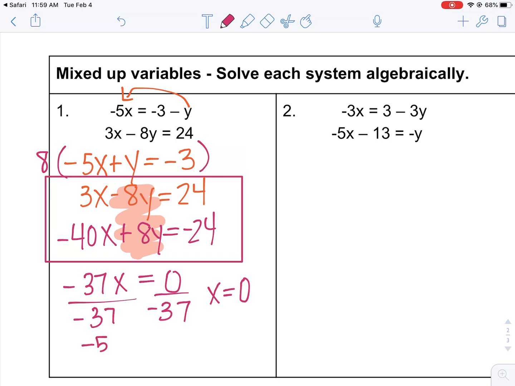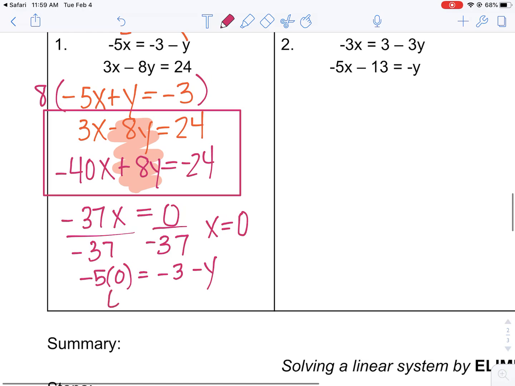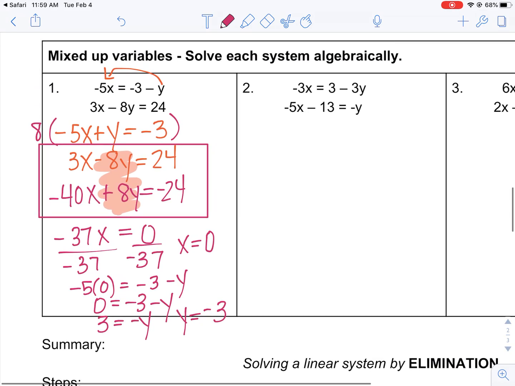Let's just do negative 5 times x equals negative 3 minus y. That gives us 0 equals negative 3 minus y. When I add 3 to both sides, it gives me negative y equals 3. So that means y is negative 3. So my solution set for this equation, I'm going to write it up top, I kind of ran out of room, is 0, negative 3.